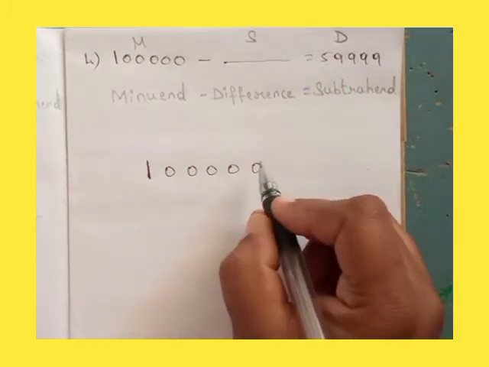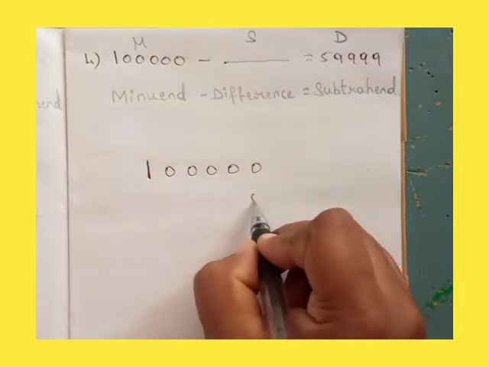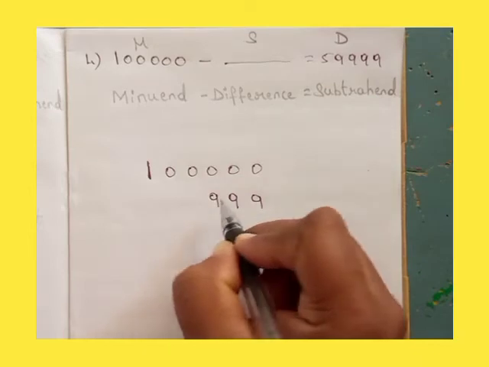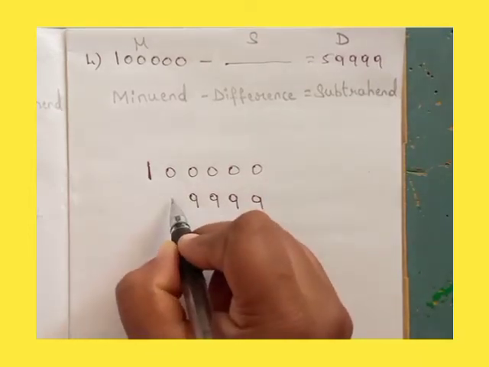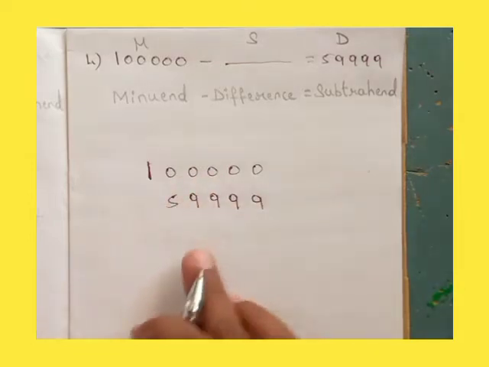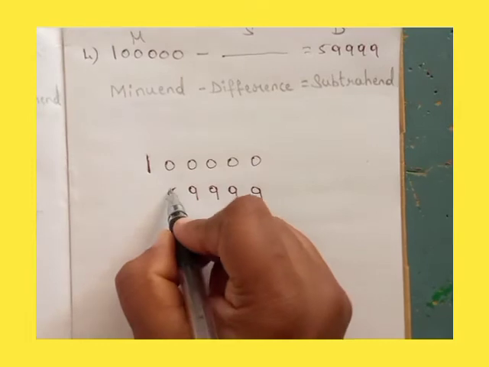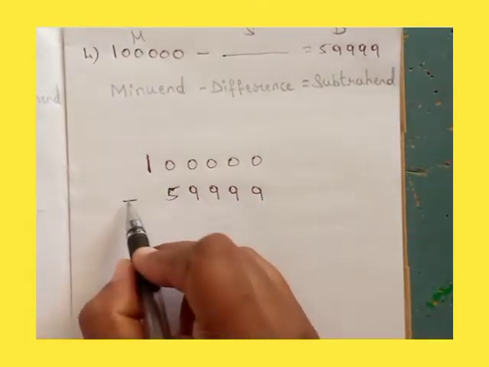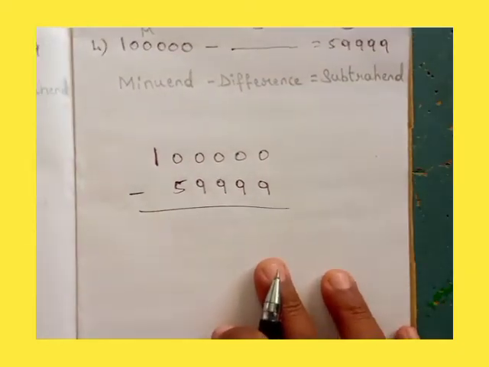How are you going to write it? Start from the ones place, dear children: 9, 9, 9, then 5. So this will be 59,999. Now this is the minus sign. So let's do the sum, dear children.